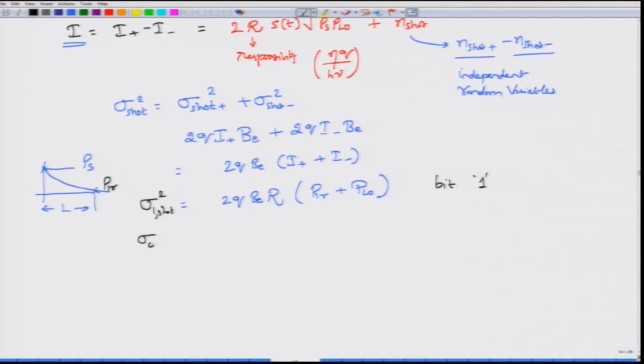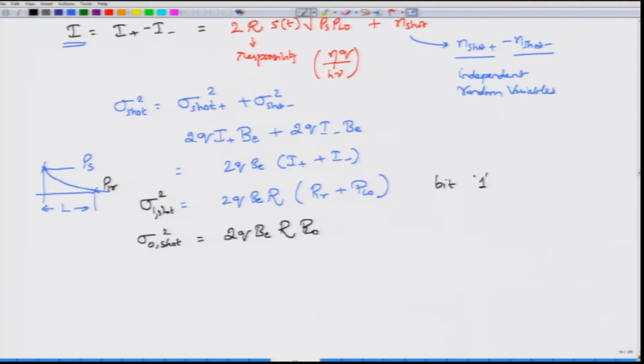What about the shot noise when you have the bit 0? For bit 0 of course there is no photocurrent because your received signal P1R is going to be equal to 0. While the received signal is equal to 0, the shot noise unfortunately is still going to be there, except that P1R will be equal to 0. So the shot noise here will be 2qBER PLO, right.